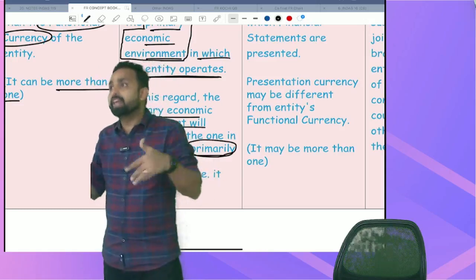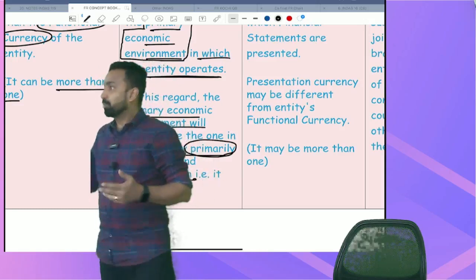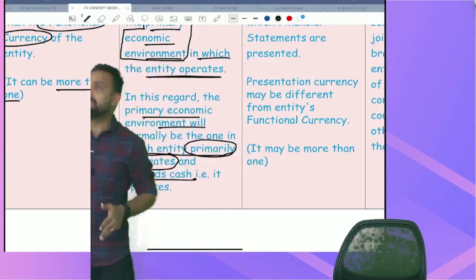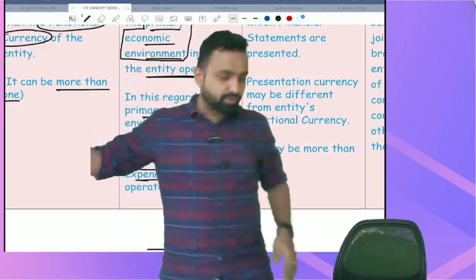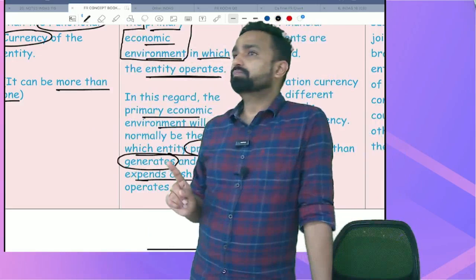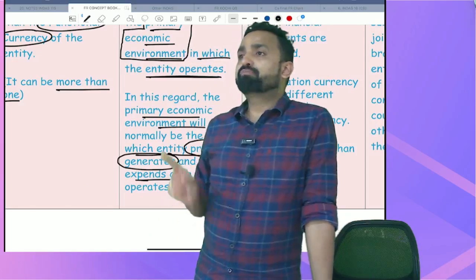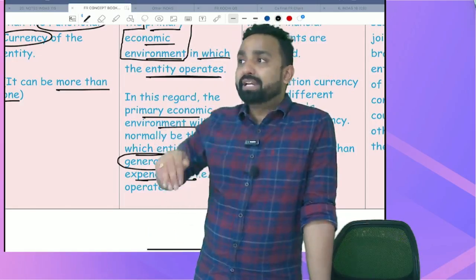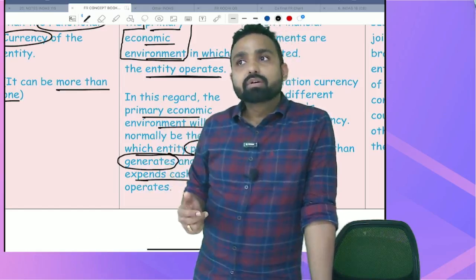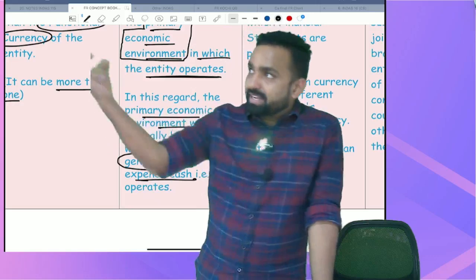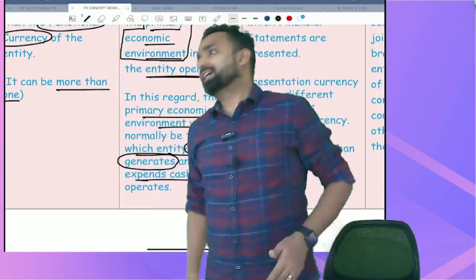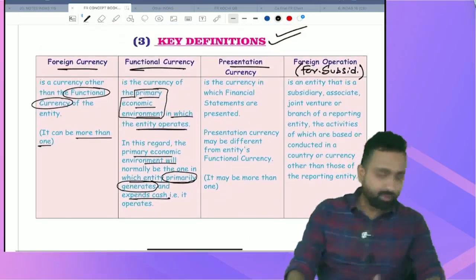Still, there are some additional indicators. Suppose you are confused in the sales part and in the expenditure part, we have so many indicators. We'll come to those indicators also. Understood or not, guys? But what is the functional currency? It is the currency of the primary economic environment in which the entity operates. Now, what is the primary economic environment? It is the environment from which the entity generates the cash, or in which the entity expends the cash. Okay? What is presentation currency?